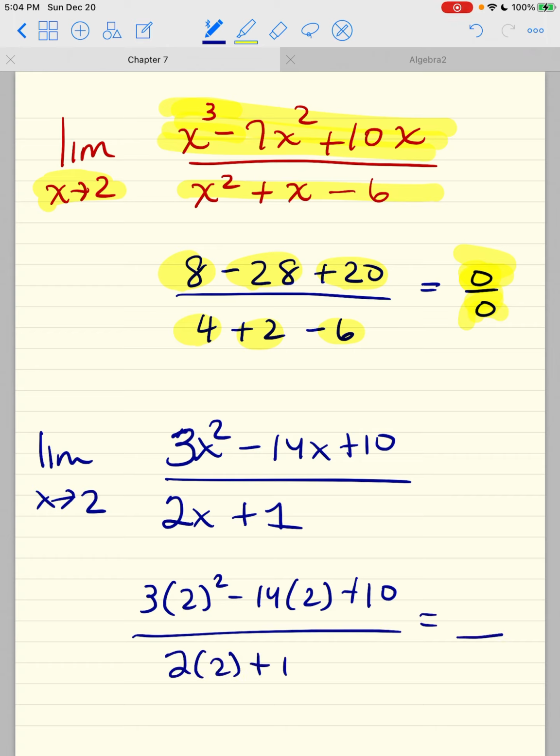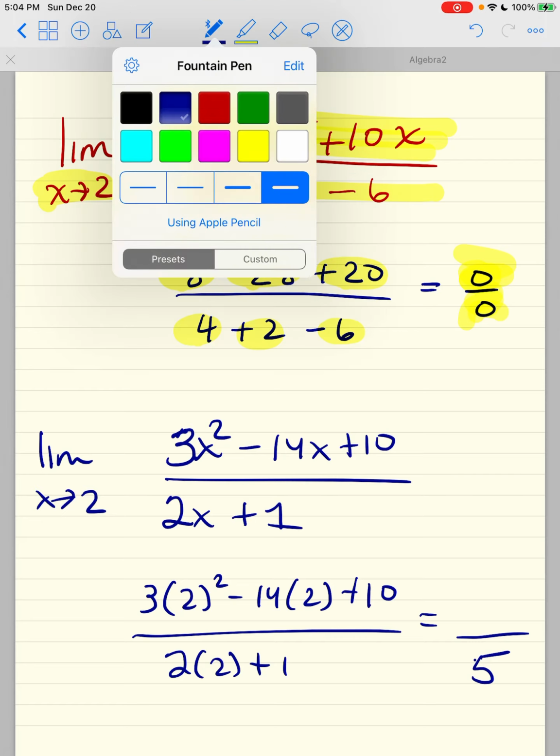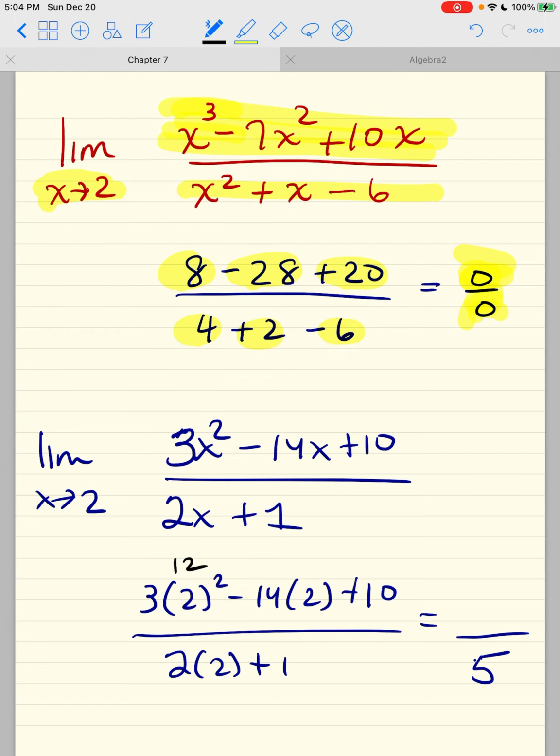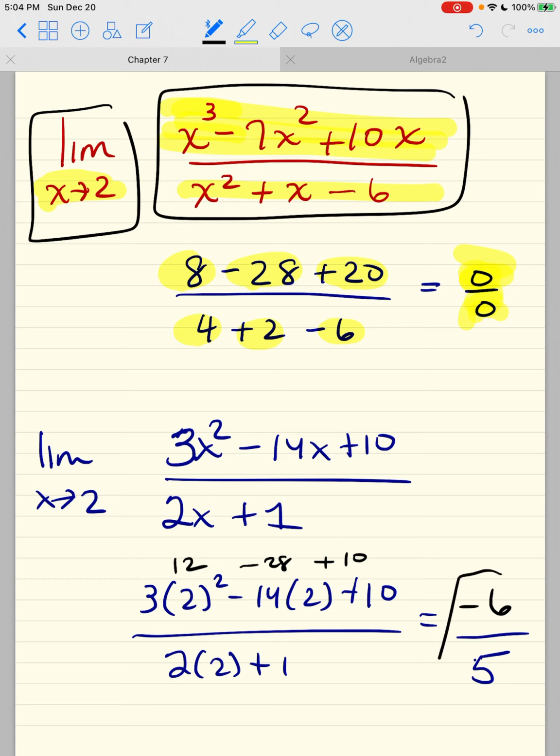I know that's not going to give me a 0 over 0, so I'm basically going to be done after I calculate this. The denominator gives me 5. The numerator, I wish I did this earlier, but that's okay. That's going to be 12, minus 28, plus 10. So that's going to be negative 6. So the limit as x approaches 2 for this function right here is negative 6/5 or negative 1.2.